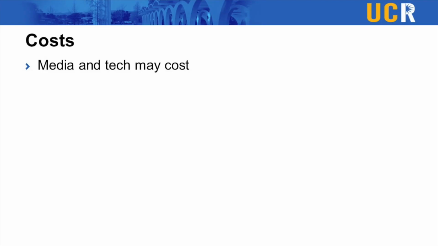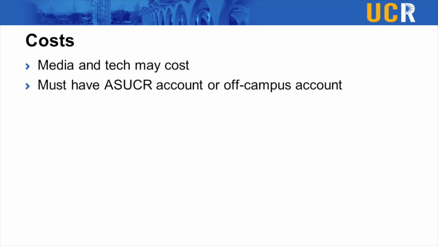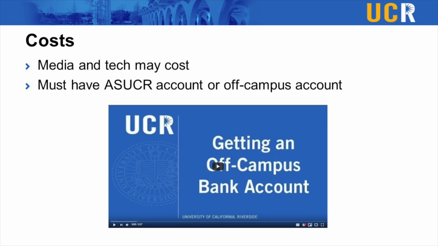Let's talk about costs. If you decide to order media or technology or request that a room be set up a specific way, that might cost. And in order for the hub to charge you, you must have an active account with ASUCR that they can pull money from, or you must have an employer identification number and an off-campus bank account. We have an entire video dedicated to opening an off-campus bank account and how to get that number, and the link is in the description. Remember that one of these two methods will be required to accrue charges when reserving space on campus.